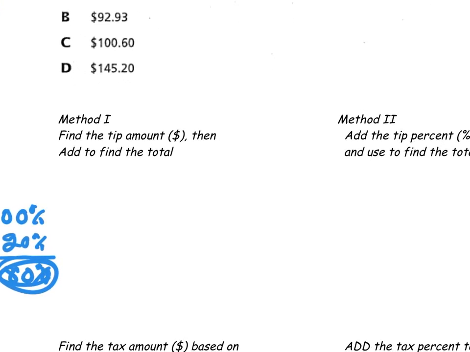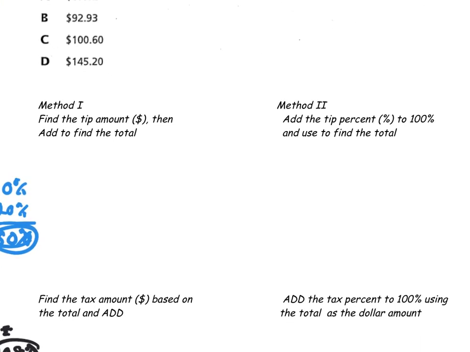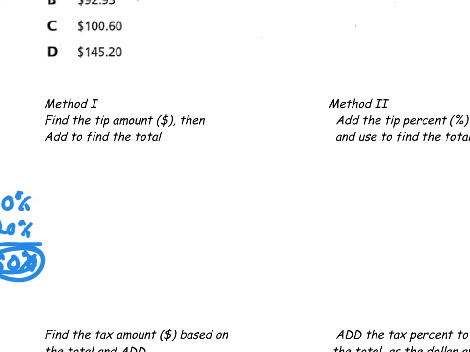So if we start with method 1, it would look like this. We'd find the tip amount and then add it. So I'm going to choose to use the equation. Part would equal 20% because we're using the tip amount with 20% times a total of $72.60.